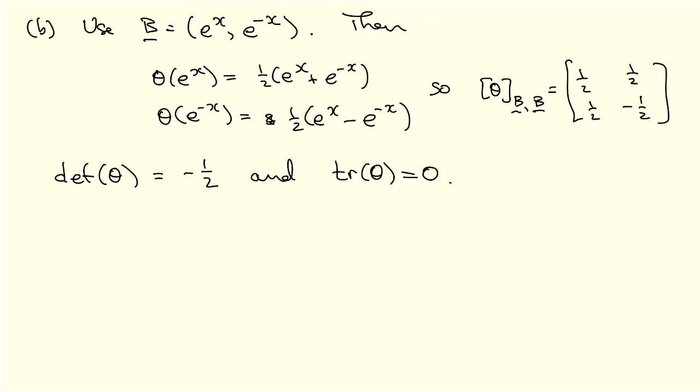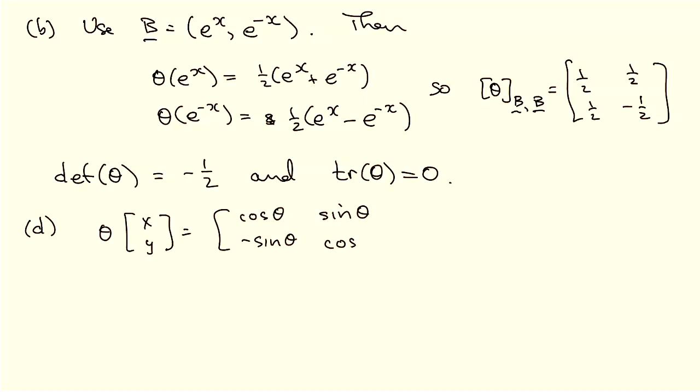So I guess we have to do the previous two first. So the rotation one, which I guess is part D: rotation by alpha radians counterclockwise. I think that's the one where theta of x, y equals cos theta, minus sine theta down here, sine theta, cos theta. I think that's the one.